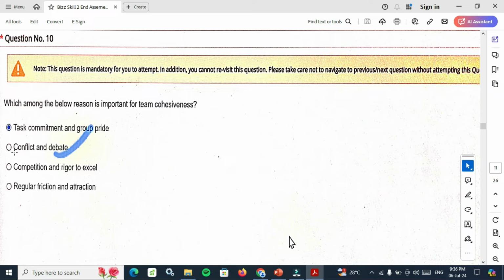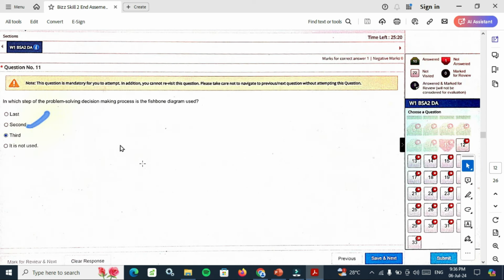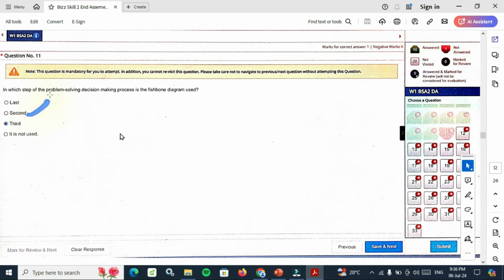Now the next question is, which among the below reasons is important for team cohesiveness? That answer will be conflict and debate. Team cohesiveness is nothing but team bonding. In team bonding, if conflicts or debates are there, you should highlight them and you need to resolve them. Next one is, in which step of the problem solving decision making process is the fishbone diagram used? In the second step, the fishbone diagram is used in the problem solving and decision making process.